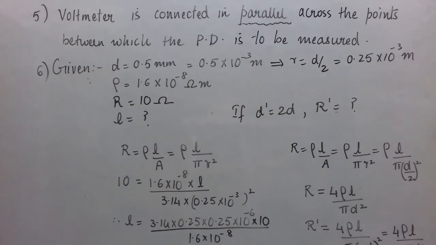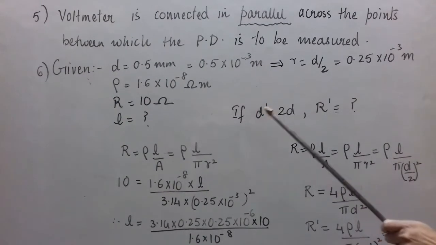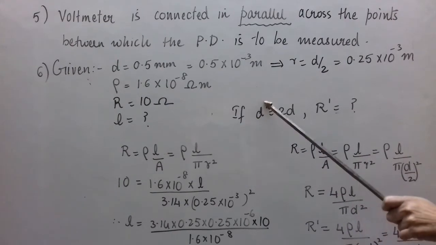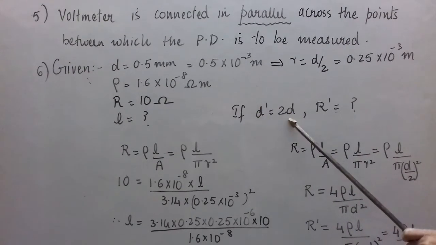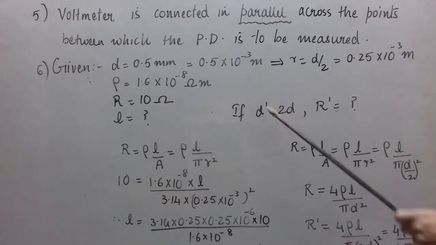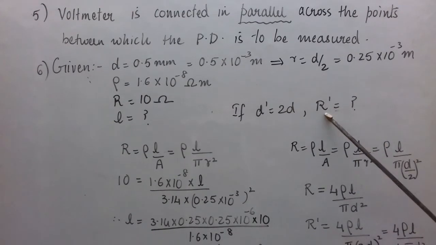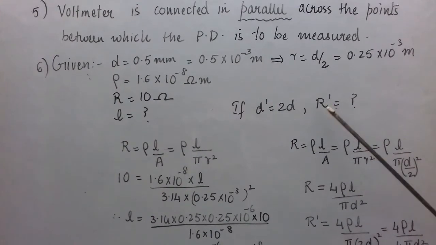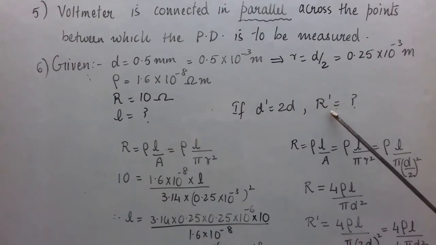And next is, how much does the resistance change if the diameter is doubled? So if the diameter is doubled, it means if the new diameter is represented by d dash, and if d dash is 2 into d, what will be the new resistance, R dash? How would it change? The question is, how would the resistance change? The question is not what will be the new resistance.